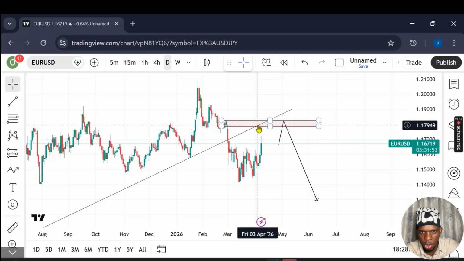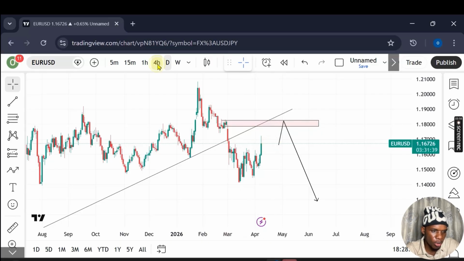That is a strong confirmation. When you have two or more confirmations of the market telling you to buy or sell, then there's a high chance that that particular analysis is going to play out, right? So let's go to the 4-hour time frame.